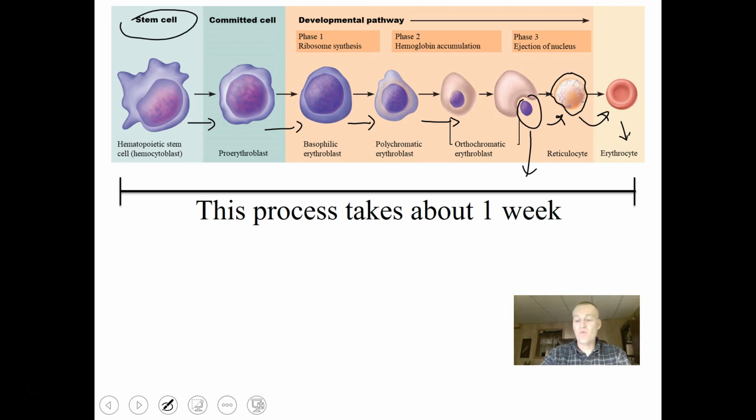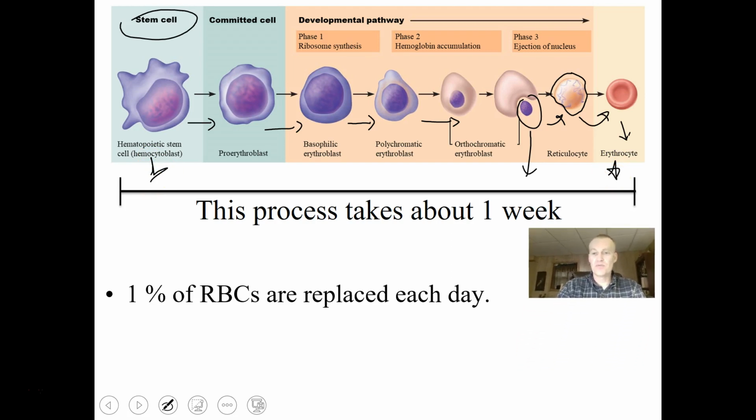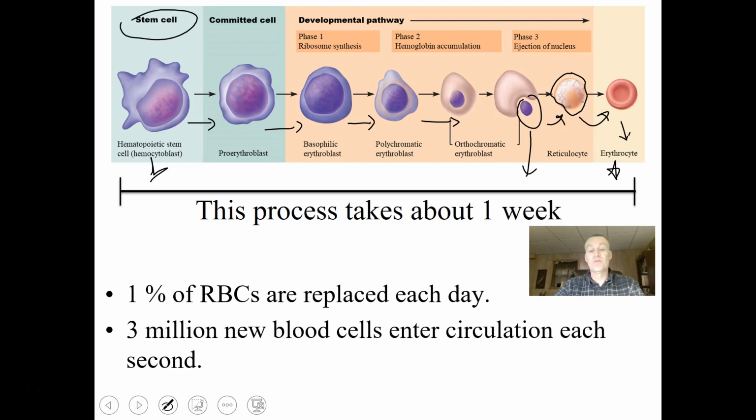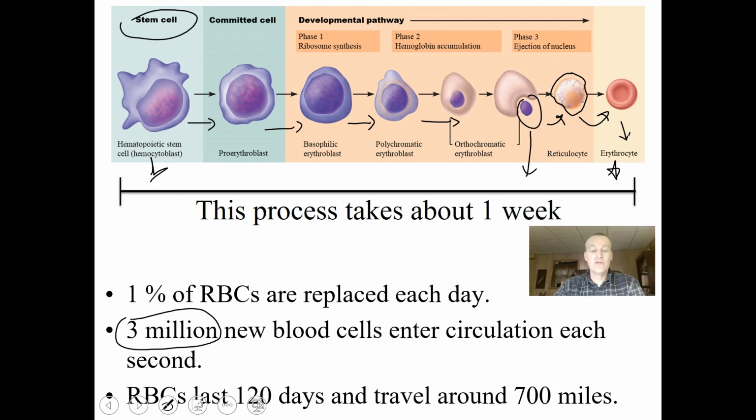So this process takes about 1 week to go from the stem cell all the way to the mature red blood cell. 1% of red blood cells are replaced every single day that are circulating in your blood. So in order to replenish that 1% of red blood cells that are replaced, we make about 3 million new red blood cells each second and send those into circulation each second. That is tremendously productive. And the lifespan of the red blood cell typically is about 120 days, and during their lifetime they may travel somewhere in the order of 700 miles through the body.